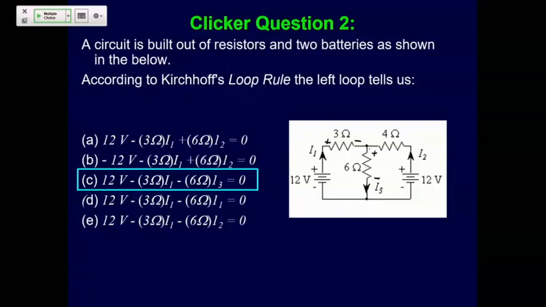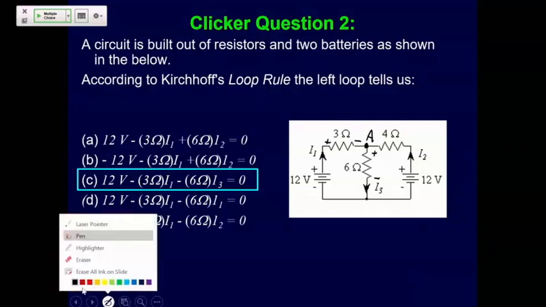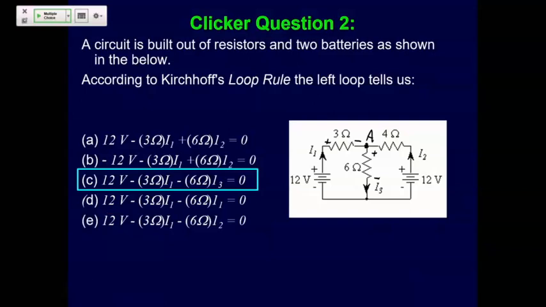And so let's just mix things up a little bit because on my videos, I didn't do that. Let's call this point A. And let's just be crazy and go counterclockwise from point A, all right? So counterclockwise from point A, just to sort of show that it works no matter what you do. If I go counterclockwise from point A, I come to the negative sign first, and that would be negative I1 times 3 ohms. So that's the first thing I come to.